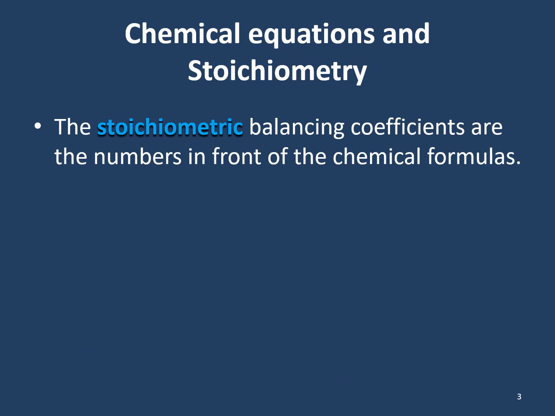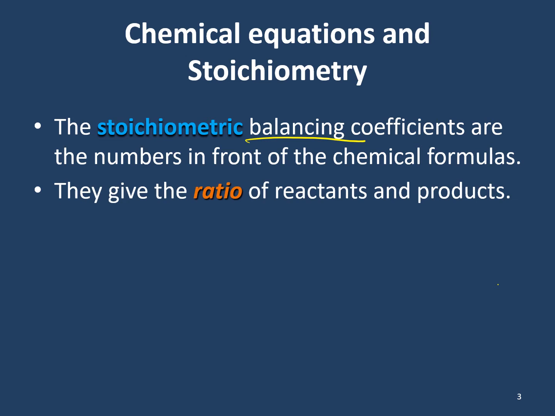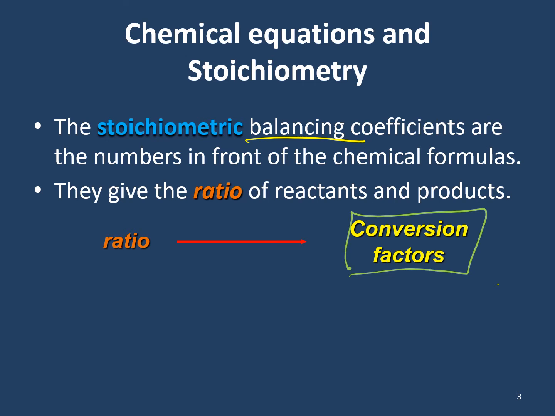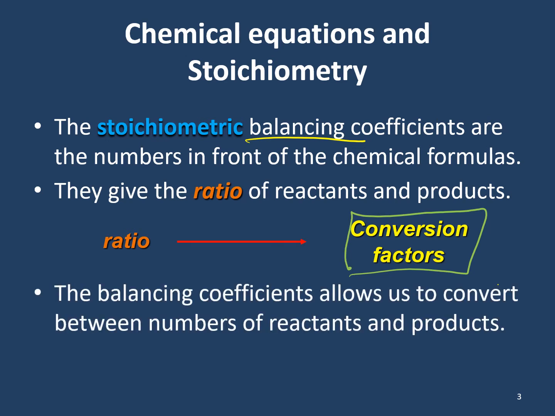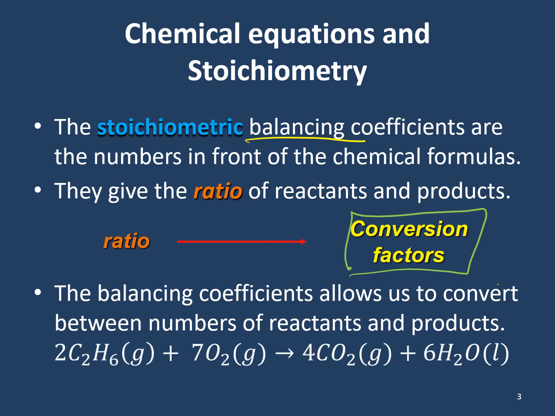All right, so stoichiometric coefficients, or the numbers we put in when we balance a chemical reaction, are very, very important in stoichiometry. They give us a ratio of reactants to products in the reaction. And from this ratio, I can create conversion factors, right? So let's show that. Balancing coefficients allow us to convert between amounts of reactants and products, or reactants and reactants, or products and products.